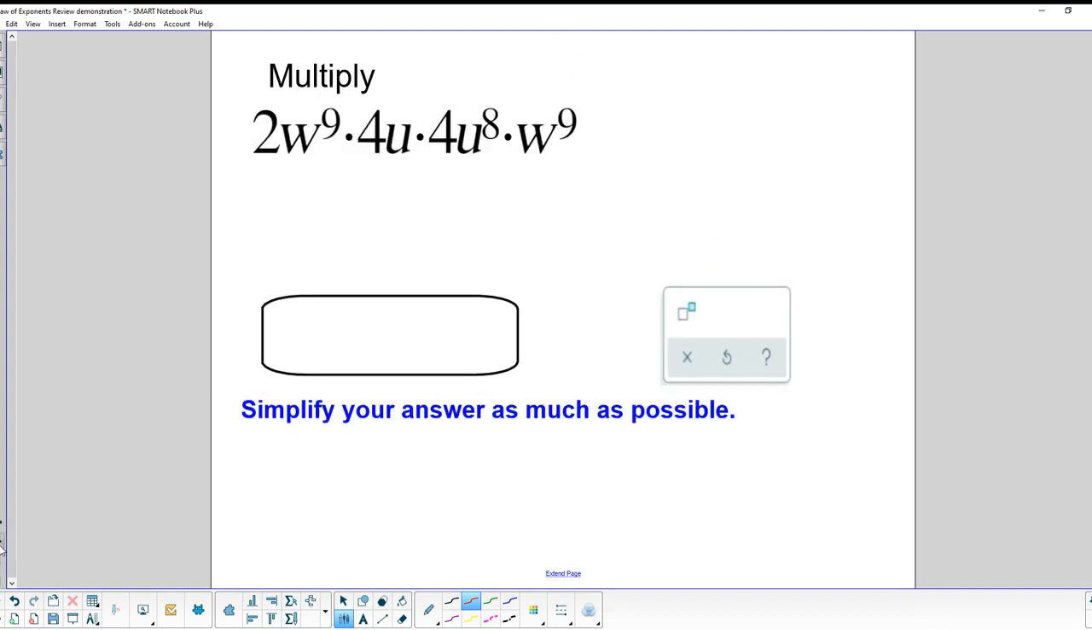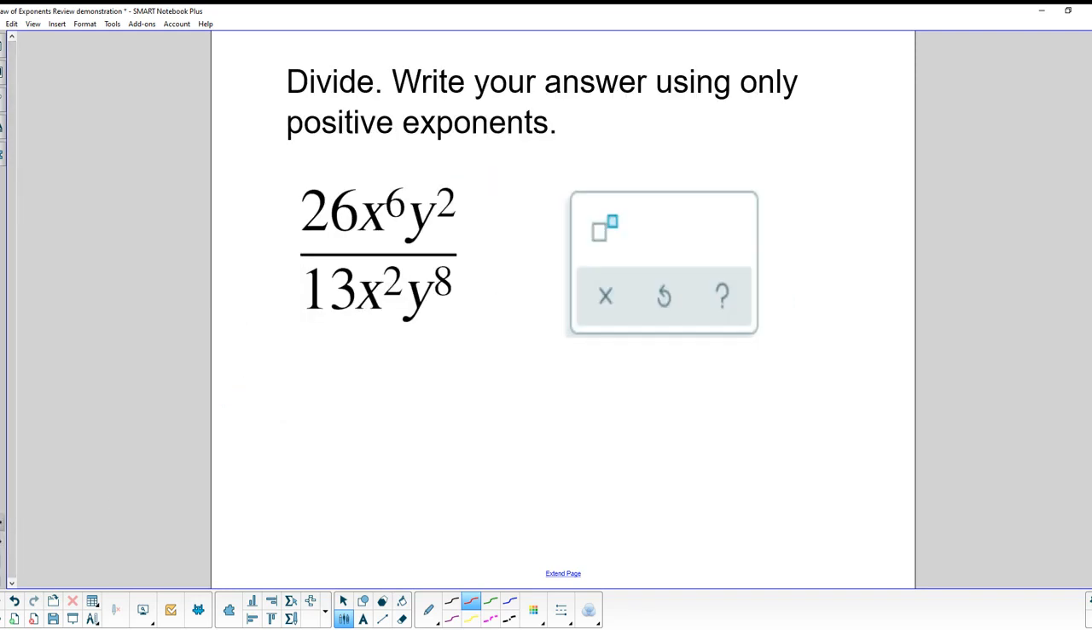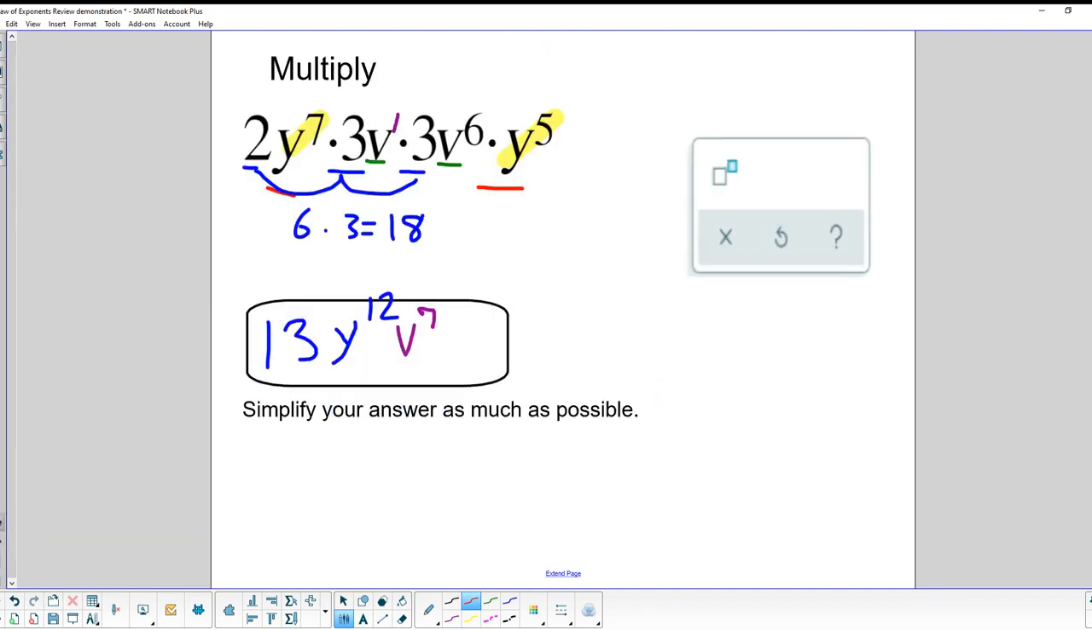Okay, here's another one where we're just multiplying. So it's like the one we did a moment ago, kind of like this one.